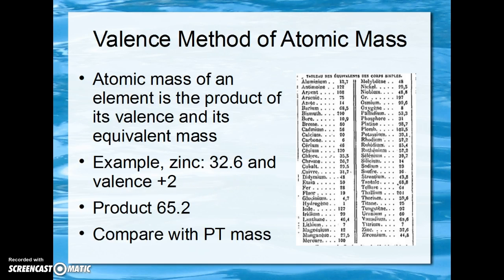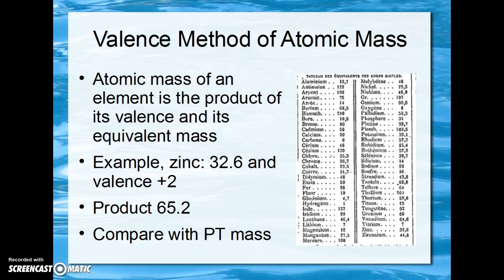The valence method of atomic mass then uses both of what we just looked at. The atomic mass is assigned to be the product of its valence and its equivalent mass. For instance, zinc has a valence of +2. You know that from your work in the first year. Its equivalent mass is 32.6. When you multiply them together, you get 65.2. Very, very close to the mass that we accept today for zinc.